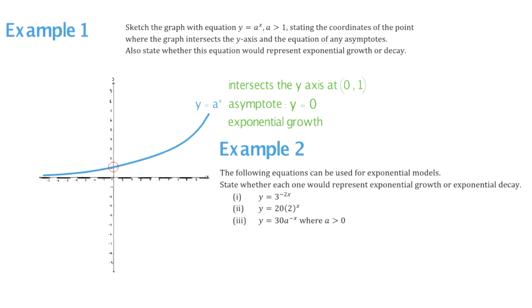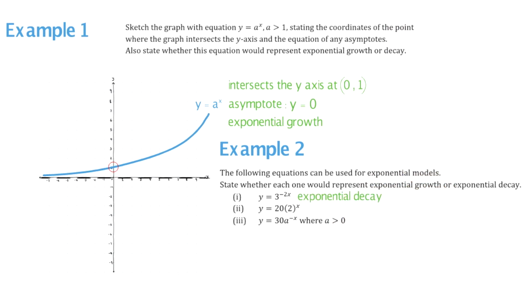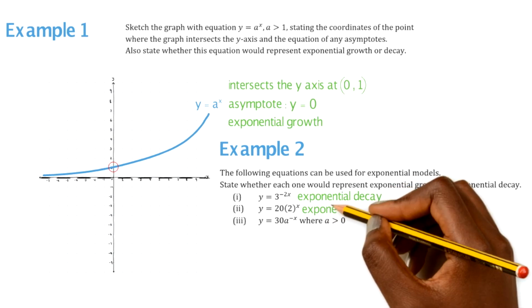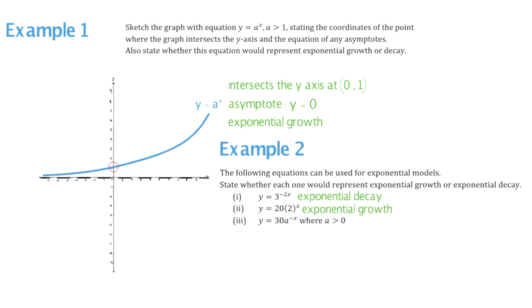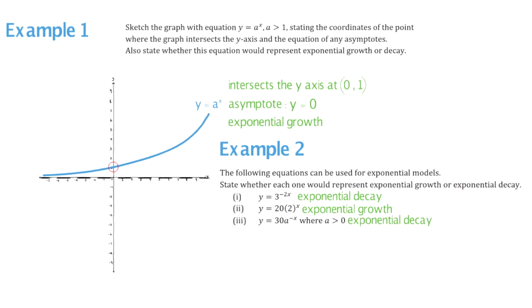So example 2. Here it's given us different equations and it wants us to state whether they're exponential growth or decay. So the first one, because it's to a negative power, is going to be exponential decay. The second one, because it's to a positive power, exponential growth. And the last one, negative power, exponential decay. I hope it's starting to make more sense now.